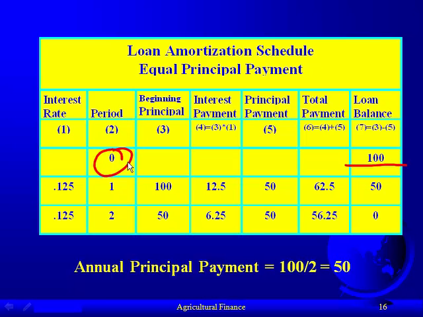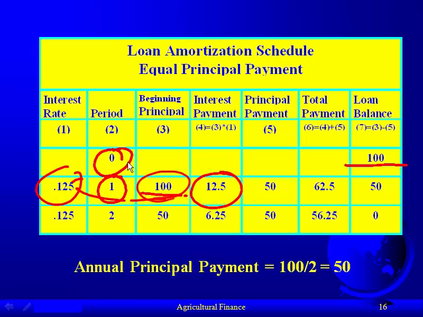Now, to actually calculate the total payments, you can see that at time 0, our loan balance is the $100 because that's what we're borrowing. If we look at time period 1, our beginning principal amount starts at 100. The interest that we pay is simply multiplying the interest rate times the beginning principal amount. So 100 times 12.5% is $12.50. Notice that the principal payment was already determined to be constant at $50. So for the total payment, we just have to add the interest plus the principal, which gives us 62.5.